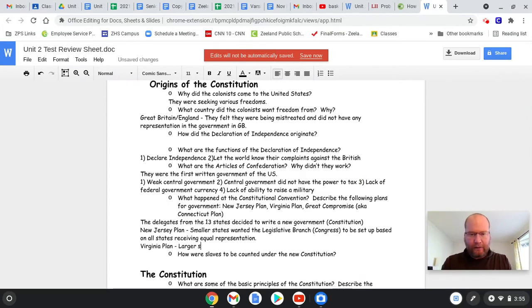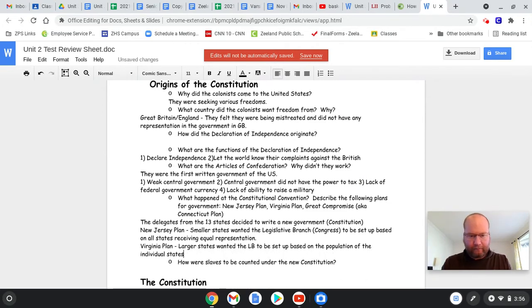Larger states wanted the legislative branch, let's put LB, to be set up based on the population of the individual states.